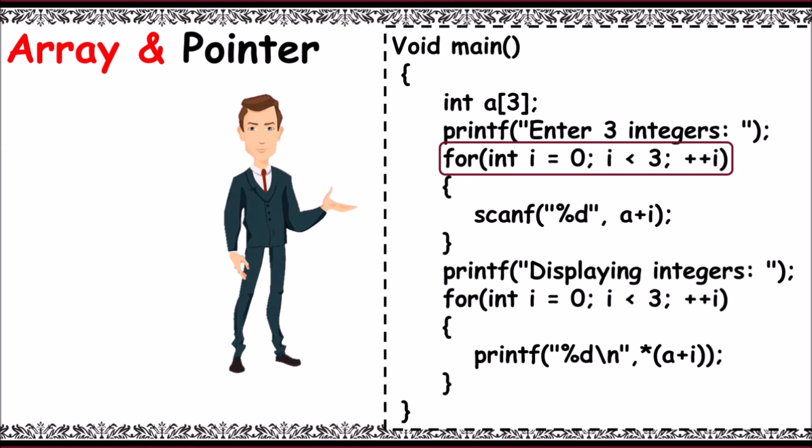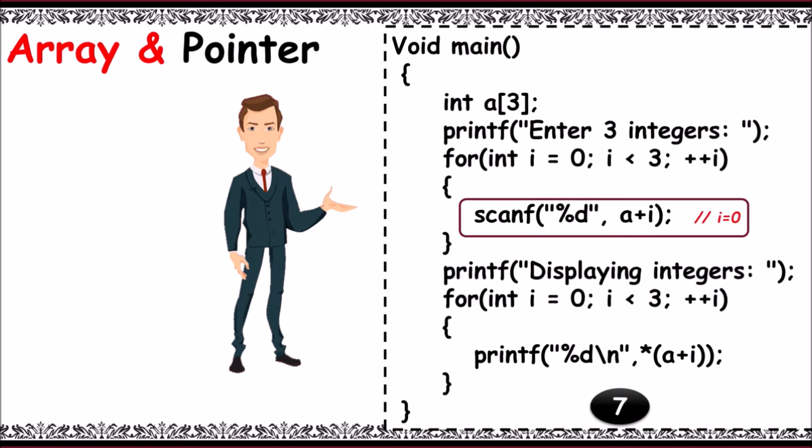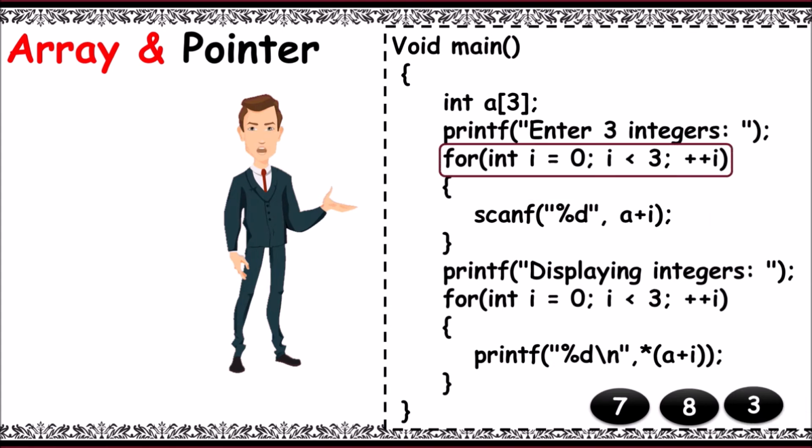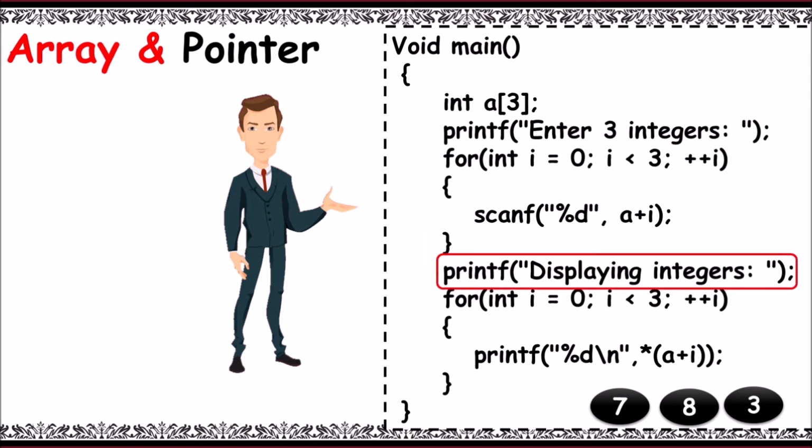It accepts first a plus i, that is a plus 0, which is the address of the first element in the array, using scanf. As we give 7, next i is equal to 1, a plus 1, it accepts 8. Next i is equal to 2, a plus 2, it accepts 3. Next i is equal to 3, it comes out of the loop and prints the integers again.